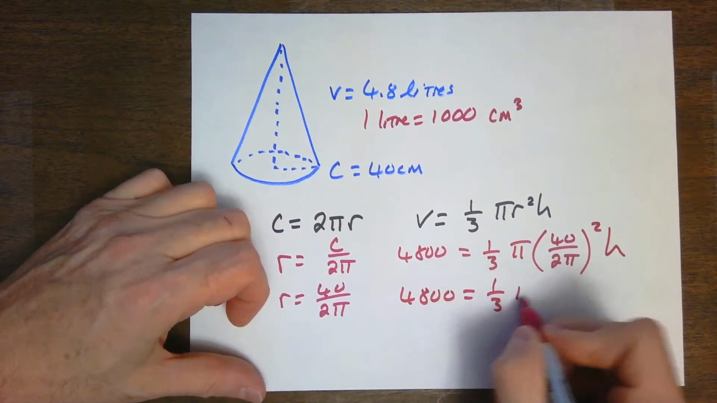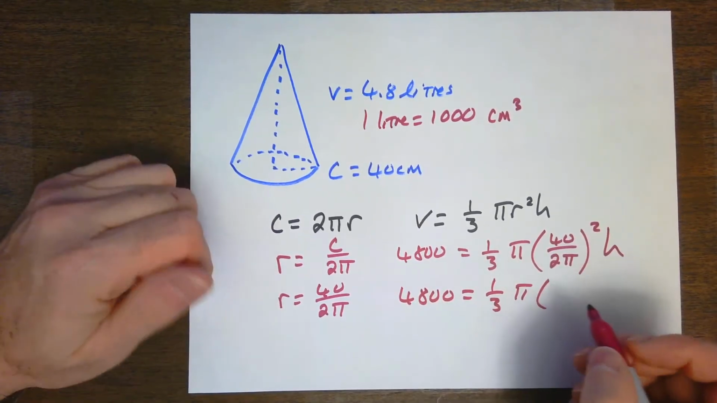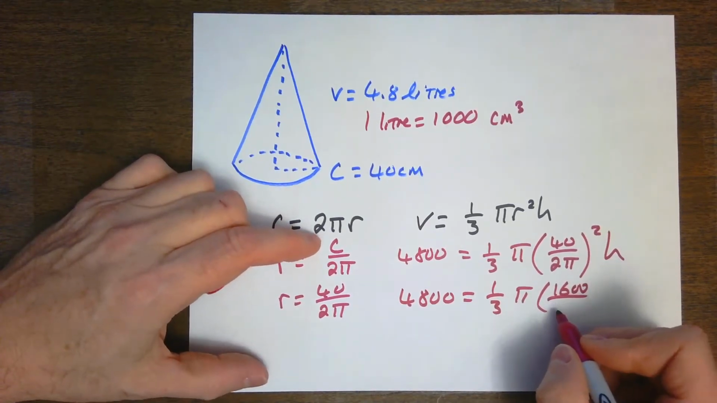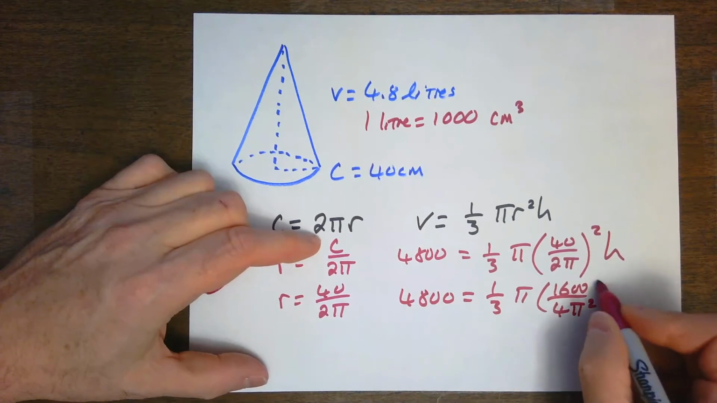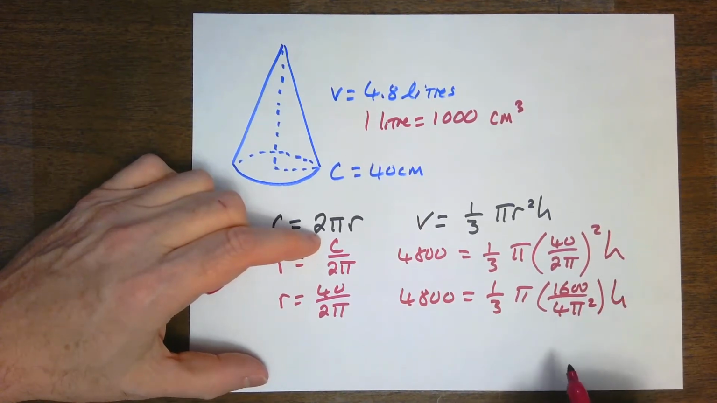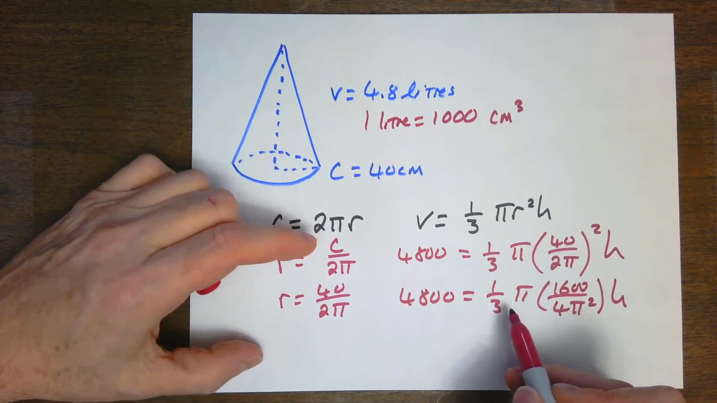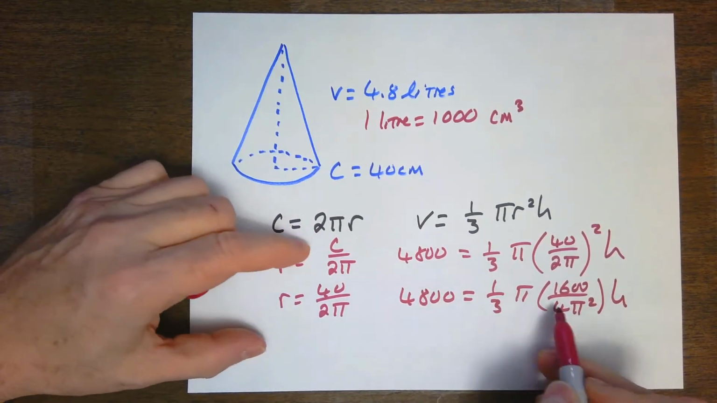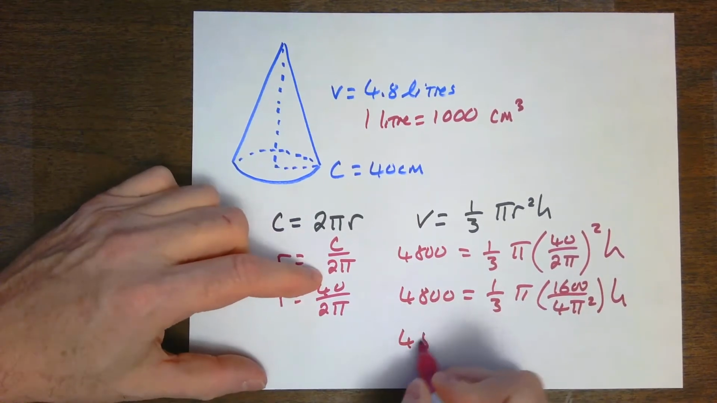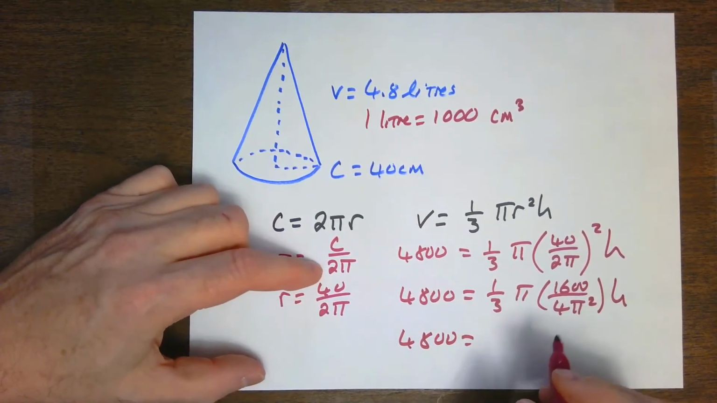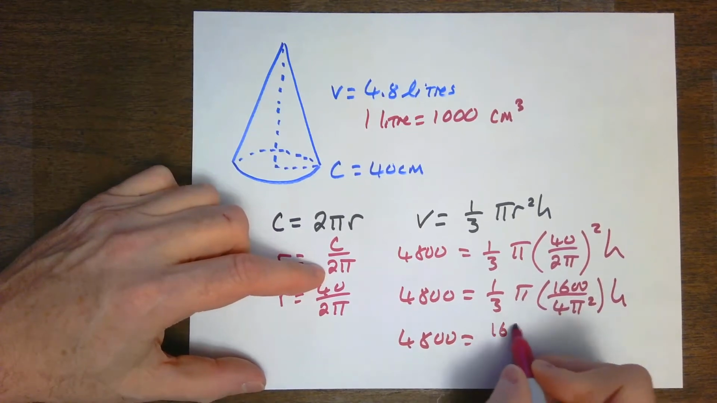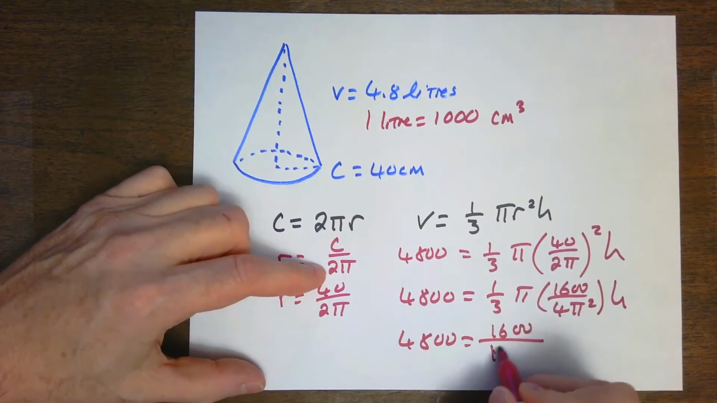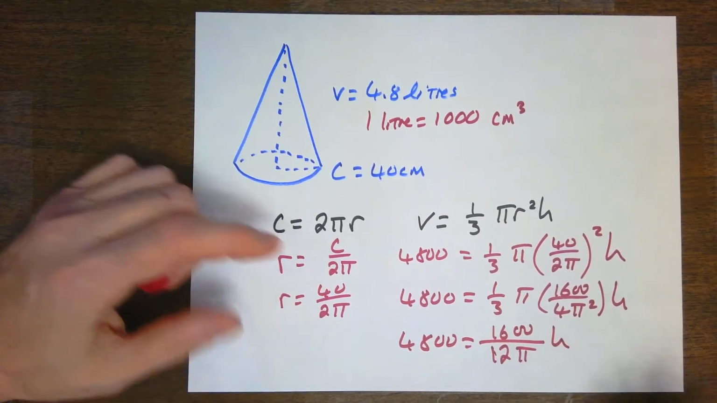4,800 equals 1/3 pi times 40 squared, 1,600 over 4 pi squared times height. The 1,600, the 3, and the 4 is 12. Let's see, 4,800 equals 1,600. One of the pi's is going to cancel here, over 12 pi times h.